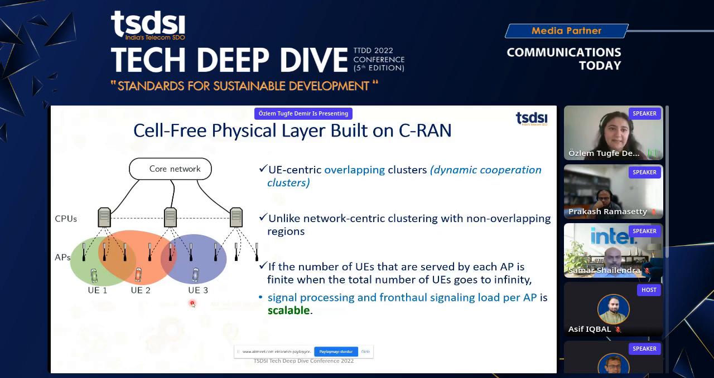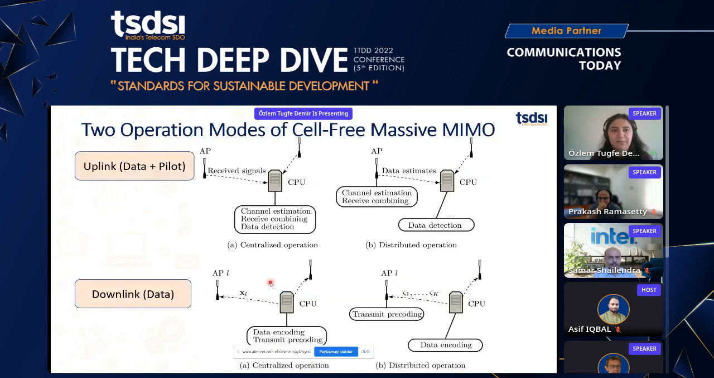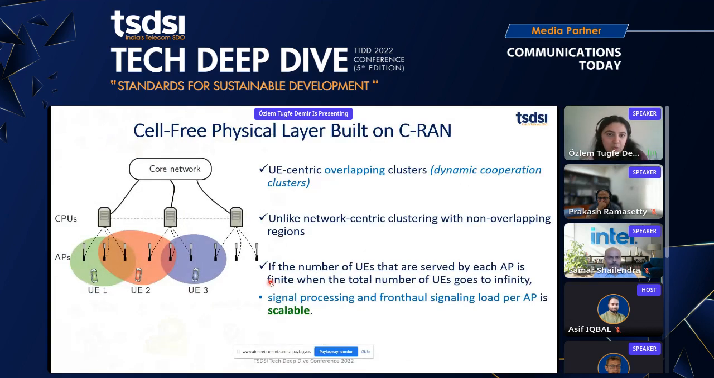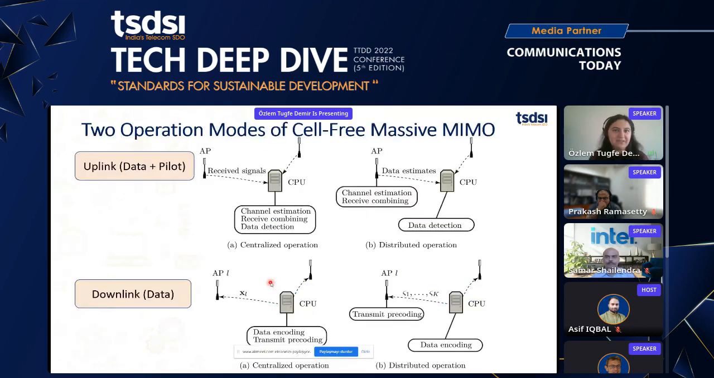And there is an important thing we also take into account in our book. Critically, if the number of users that are served by each access point is finite, when the total number of user equipments in the network area goes to infinity, then we show that the signal processing and fronthaul signaling load per access point is scalable. So if we can also devise a scalable power allocation algorithm, I will not go into the details, then the physical layer side is scalable according to the user-centric cell-free massive MIMO we are outlining here. And the important thing is that, again, the number of users that are served by each access point should be limited. Not all access points serving all users, but we will carefully select them.